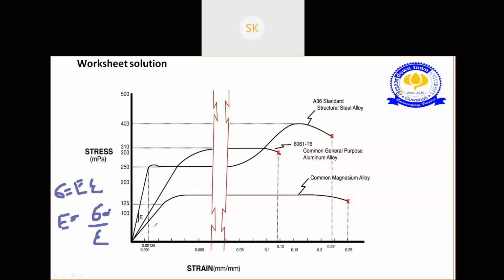Tell me fast. Always sit with pen, paper, your notes copy, and a calculator. What will be the E value now? Respond. What will be the E value? 2 lakhs, ma'am. 2 lakhs. Anyone? 250 divided by 0.00125.